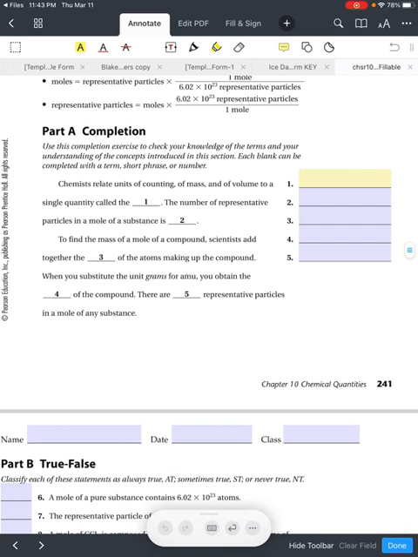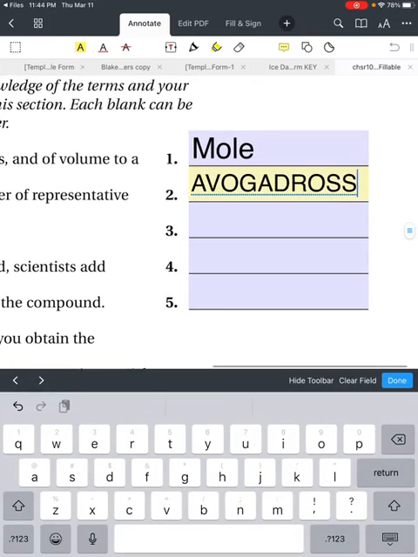So, under Part A, completion, chemists relate units of counting, mass, and volume to a single quantity called the mole. And that mole concept is what we're going to be talking about for the next couple of days. The number of representative particles in a mole of substance is Avogadro's number.